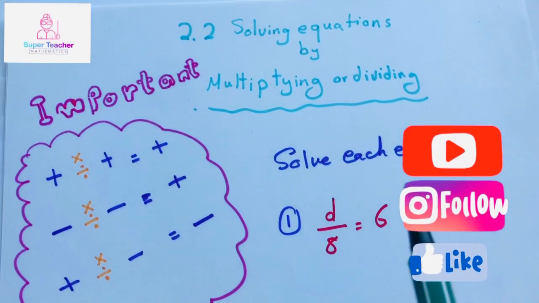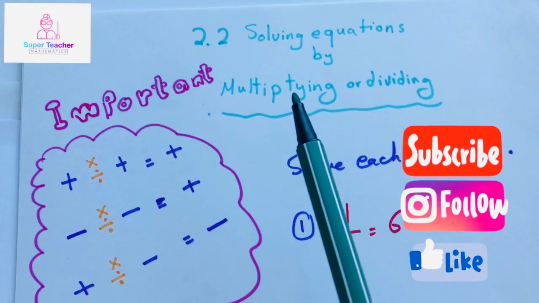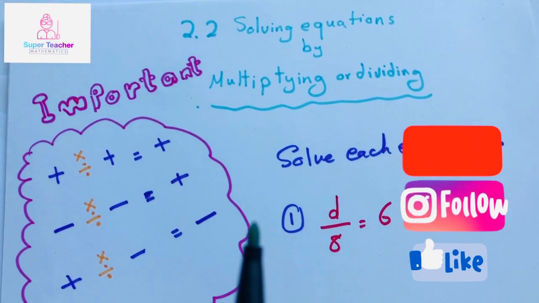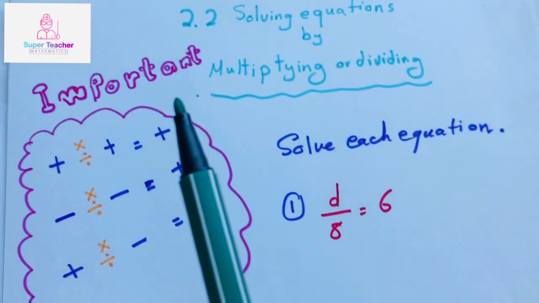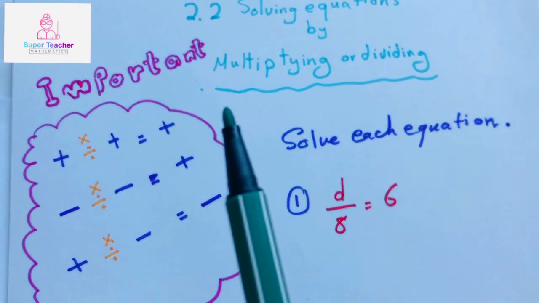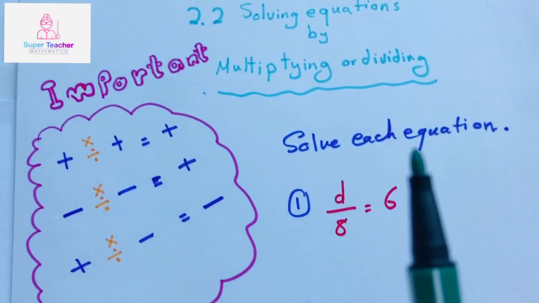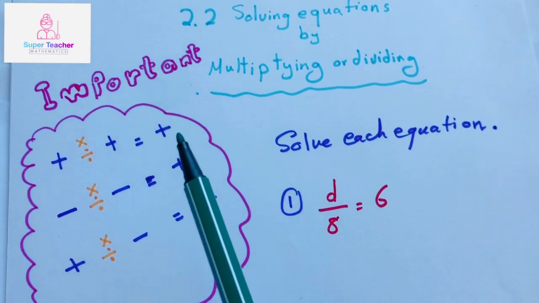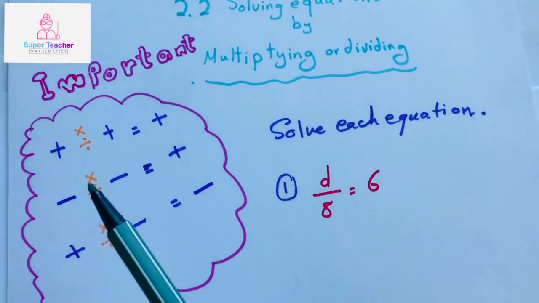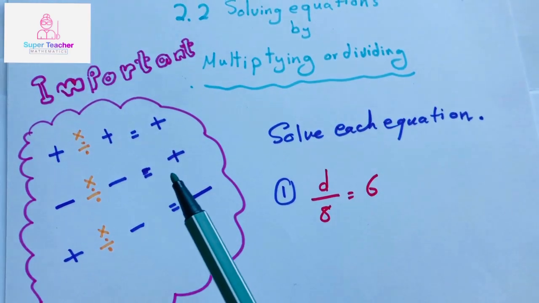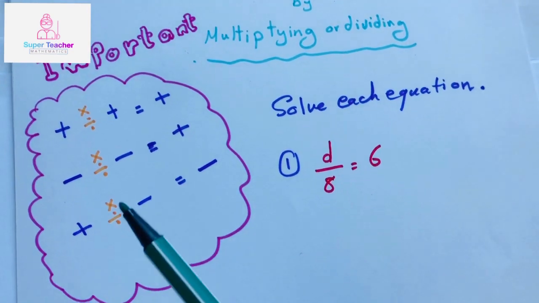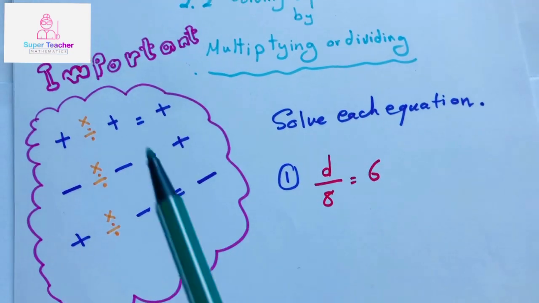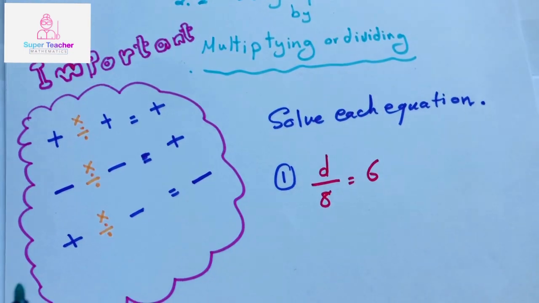Today, our lesson 2.1, solving equations by multiplying or dividing. Before we start explaining how to solve the equations, we will remember together important rules for multiplying and dividing. If you multiply or divide positive by positive, you will get a positive number. If you multiply or divide negative by negative, you will get a positive number. If you multiply or divide positive with negative, you will get a negative number. These are very important rules, you have to memorize them.